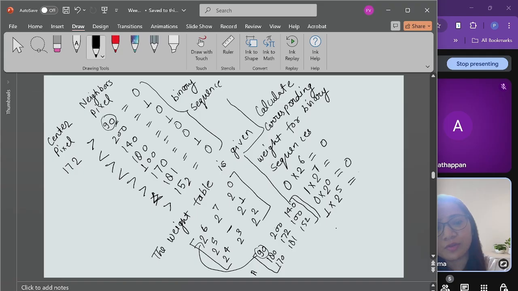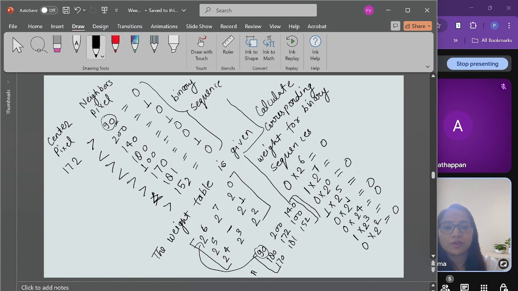170 is the center pixel, so we don't need to calculate it. For the corresponding 100 it is 0, with weight 2 to the power 1. For 170 it is 0 again, with weight 2 to the power 4. For 181 it is 1 into 2 to the power 3, the corresponding weight, and 0 again for 152, whose weight is 2 to the power 2. So here you will get 0, again 0, and here 0.